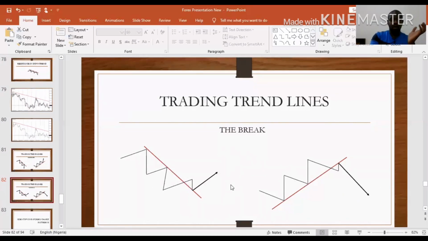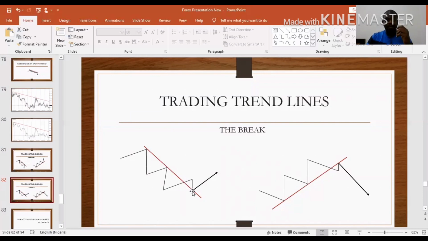You can also use a pending order. When price breaks out, you can set a buy limit just on the trend line, hoping it will come back to retest it. If it doesn't come back, don't panic. Do not ever chase a trade.